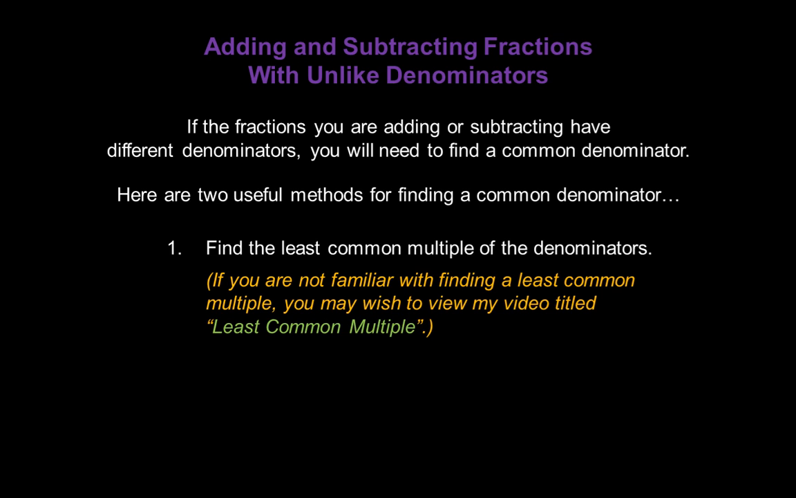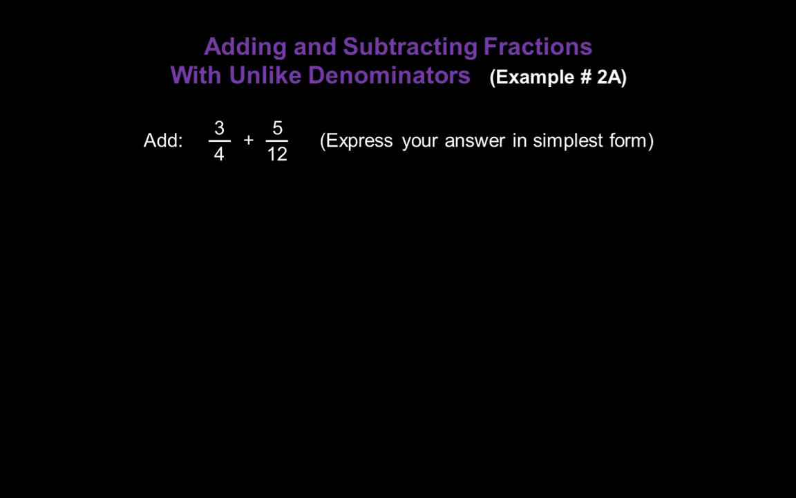So if you're not familiar with finding a least common multiple of 2 or more numbers, you may wish to view my video titled Least Common Multiple. Method 2, we can multiply the unlike denominators together. That will always give us a common denominator, however it may not give us the least common multiple common denominator. Let's look at some examples of adding and subtracting fractions with unlike denominators.